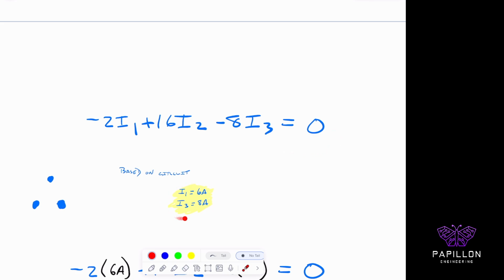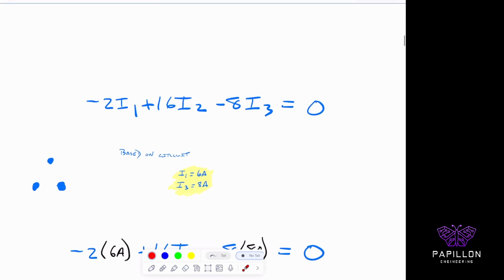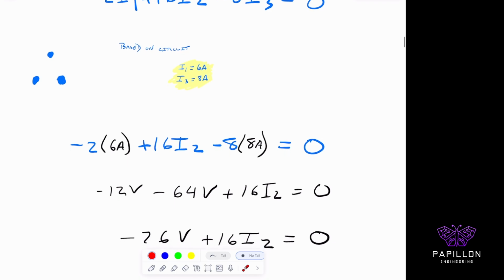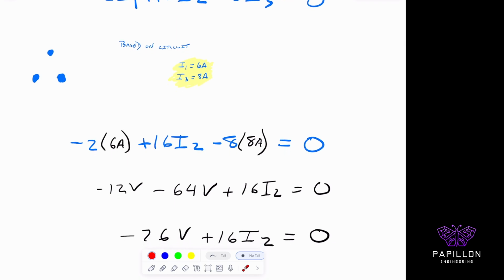I already know 2 of those currents, the 6 amps and the 8 amps for I1 and I3. And then I substitute those values back in here. So I substitute back in the 8 amps and the 6 amps. And now I only have one unknown, which is my I2 value.